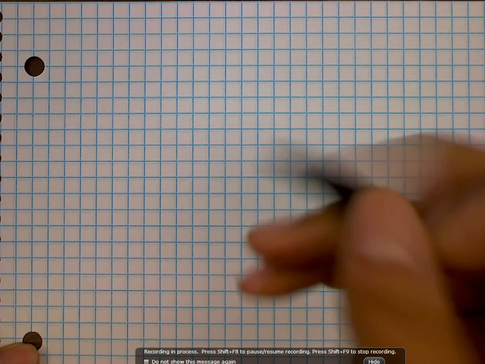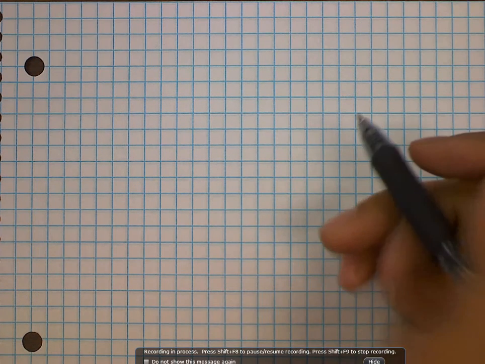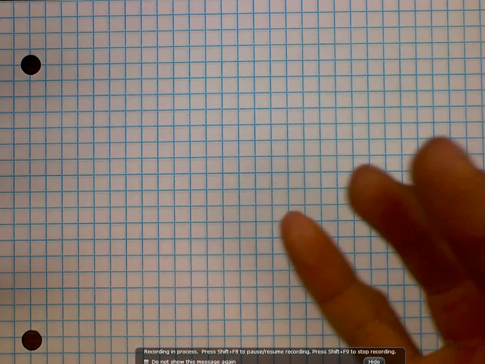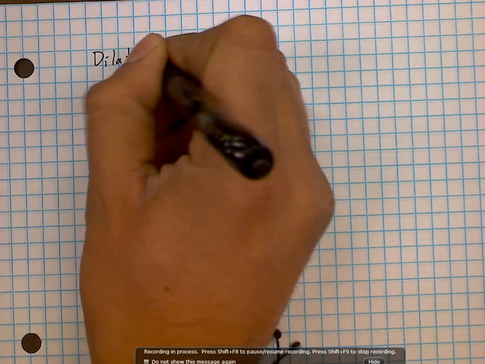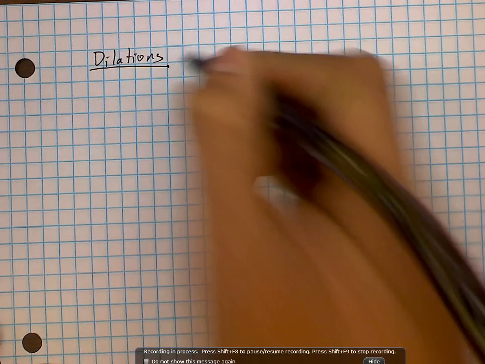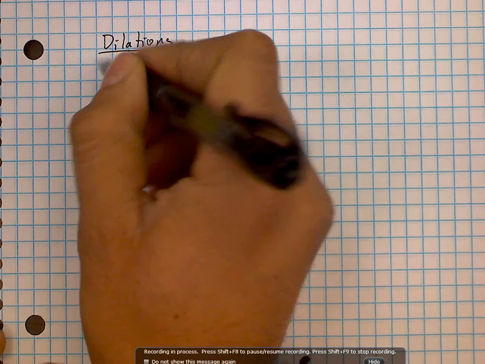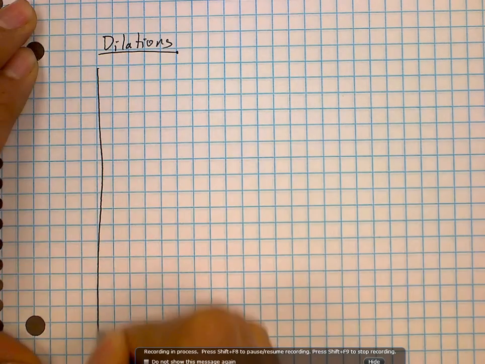Okay, so in this video, I'm going to show you how to do a dilation. It's going to be a basic one because later on in our book, we're going to see dilations again. So here it is. So what is a dilation? Let's go ahead and do the definition of that.